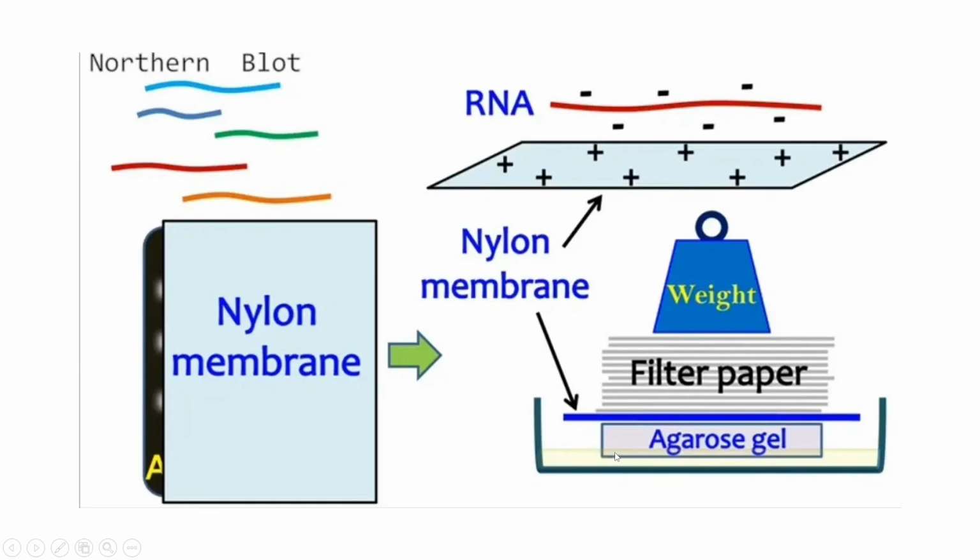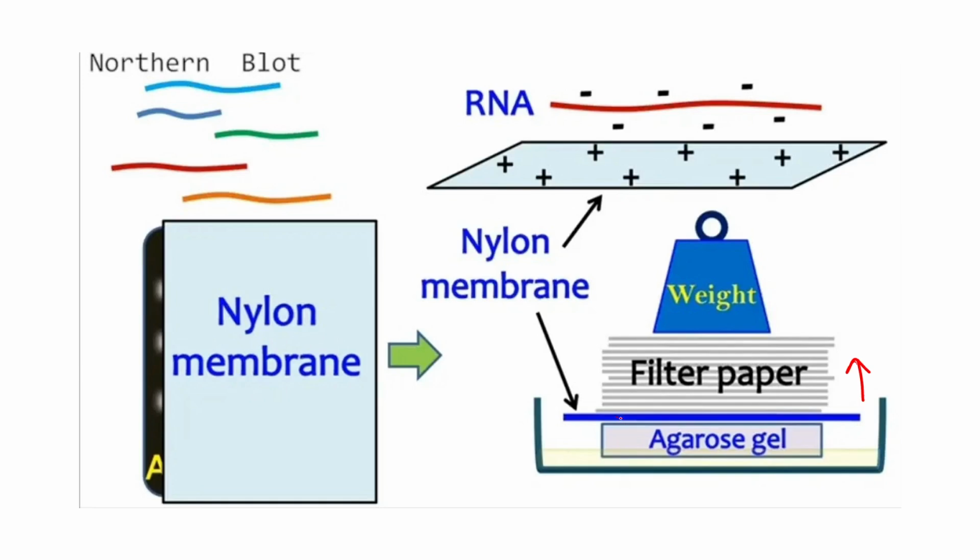So what will happen, this buffer will rise slowly due to capillary action. Along with that the mRNA will dissolve in the buffer and move to the membrane first. Since all these filter papers will soak the transfer buffer upwards, there will be a capillary action. So the buffer will rise upwards, and along with the buffer the mRNA bands will also rise upward.